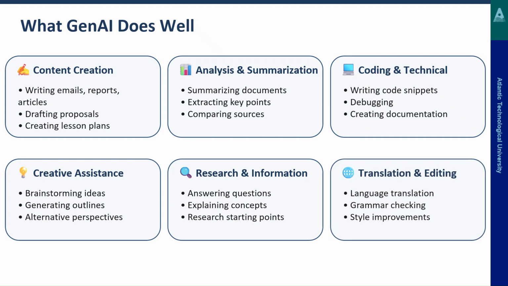And then translation and editing. Language translation is a good one that's become more and more popular. And grammar checking, we've probably already seen that a lot with things like Grammarly, or even within Microsoft Word, where they're starting to put these AI tools in. But this is some of the stuff that generative AI does quite well that we have seen since the explosion of this technology.